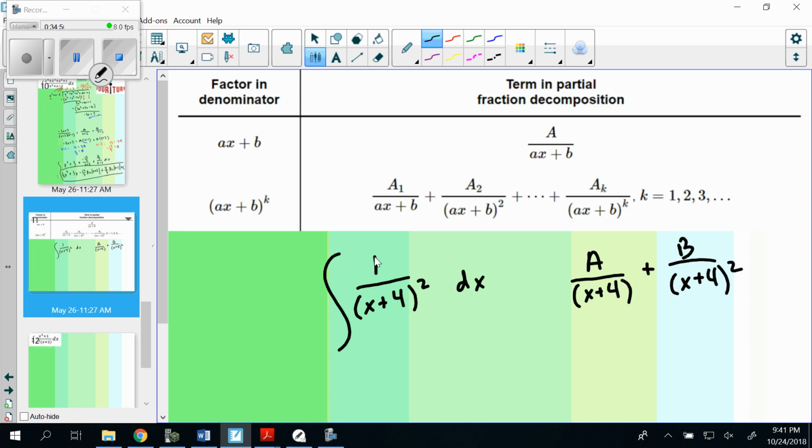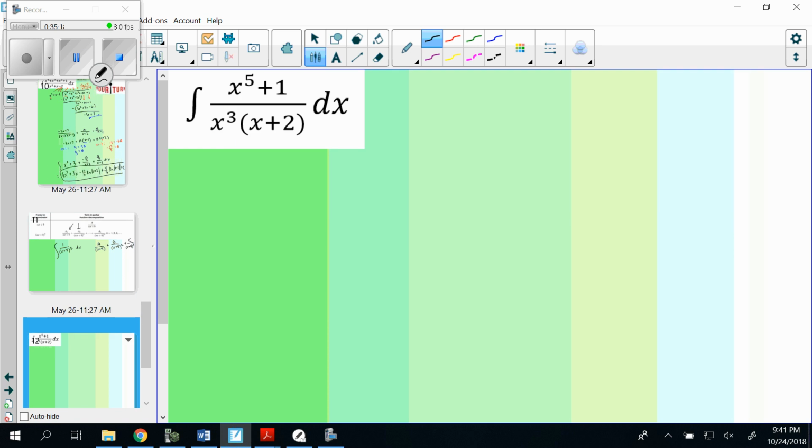So whenever you set it up, you have to have a variable for each degree. If this would be to the third, then you'd have to have a third one here of x plus 4 to the third power. That's just how you have to do it when you do fraction decomposition, split up into the partial fractions. So let's look at one last one where that would come up.